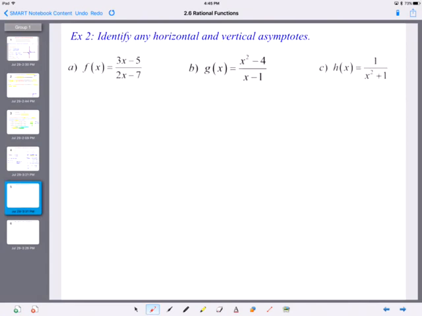Alright, on the last slide here, I have 3 examples. I suggest pausing me at this point and working through each of these examples and then checking back and seeing how you did. Now on this one, I'm only asking for the vertical and horizontal asymptotes. So the domain you don't have to do, but you're still kind of looking at it anyways. So go ahead and pause me and see what you can do.